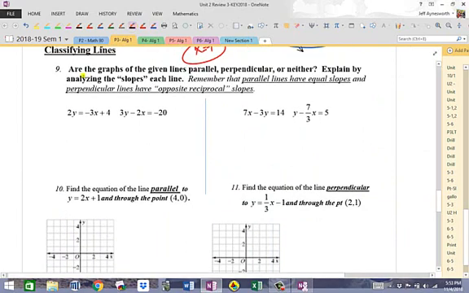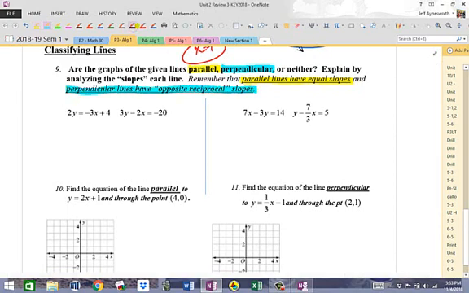Okay, on this one here, number 9, are the graphs parallel? Are they perpendicular? Or are they neither? Explain by analyzing the slopes of the lines. Remember that parallel lines have equal slopes. I just gave you the key concepts right there. And perpendicular lines have opposite reciprocal slopes. So there's no ambiguity here.